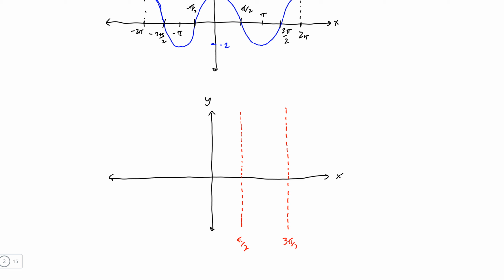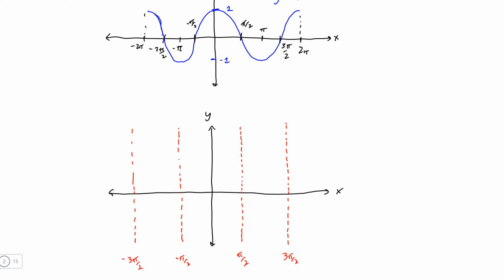This is at 3 pi over 2. I have one here at minus pi over 2 and minus 3 pi over 2. And then if we graph our tangent function, it's going to have an asymptote here.